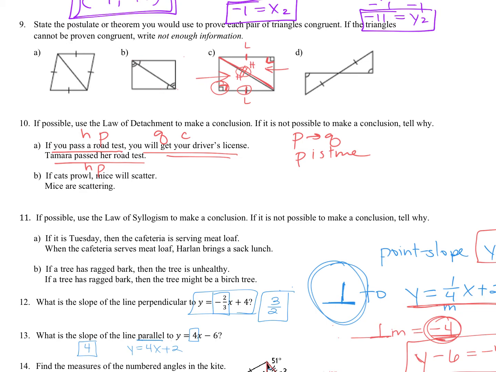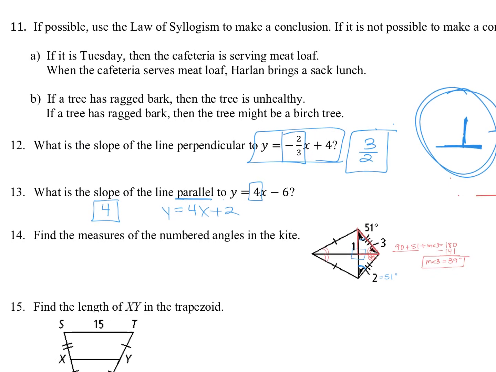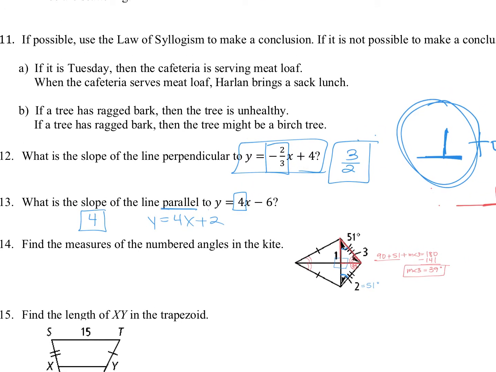Jessica. For 11B, it's not enough information, but it's a specific reason. You cancel out the first two parts. If a tree has... Right, you just can't make a statement out of it. These are the same thing. Then the tree is healthy. Then the tree might be a birch tree. Doesn't make sense, right? So you cannot have two conclusions to make a new conclusion. You need a hypothesis and a conclusion. What else?